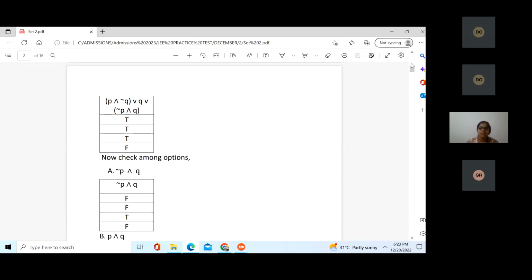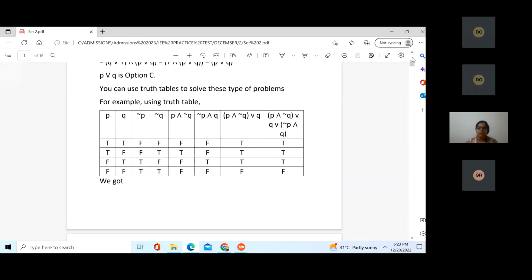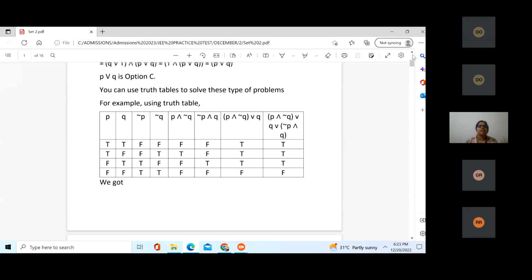But I would say this can be used when you want to recheck the answer. Otherwise, I would appreciate you using these equations and solving the question, because it will save you a lot more time.